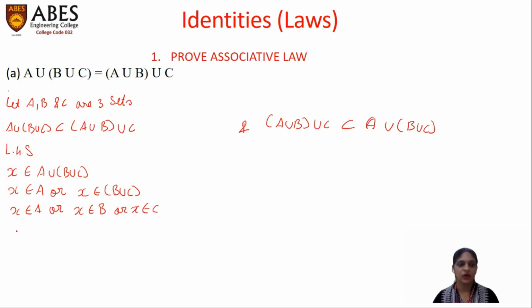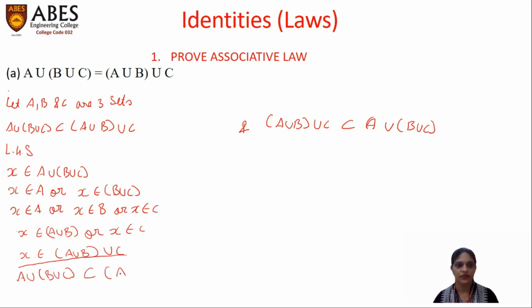Now we can write this according to the right hand side. We can write this as X belongs to A union B, or X belongs to C, or we can write this as X belongs to (A union B) union C. This is equal to the right hand side. So we can say that A union (B union C) is a subset of (A union B) union C. So let's consider this as equation number 1.